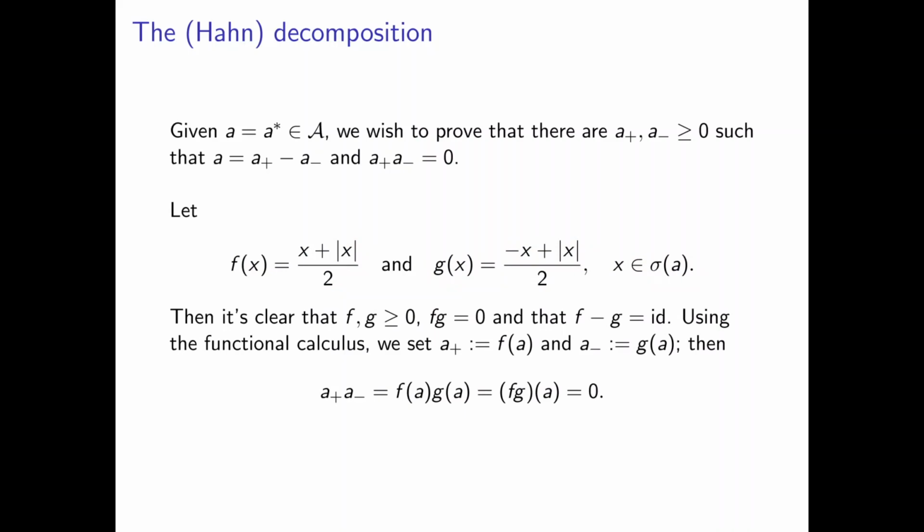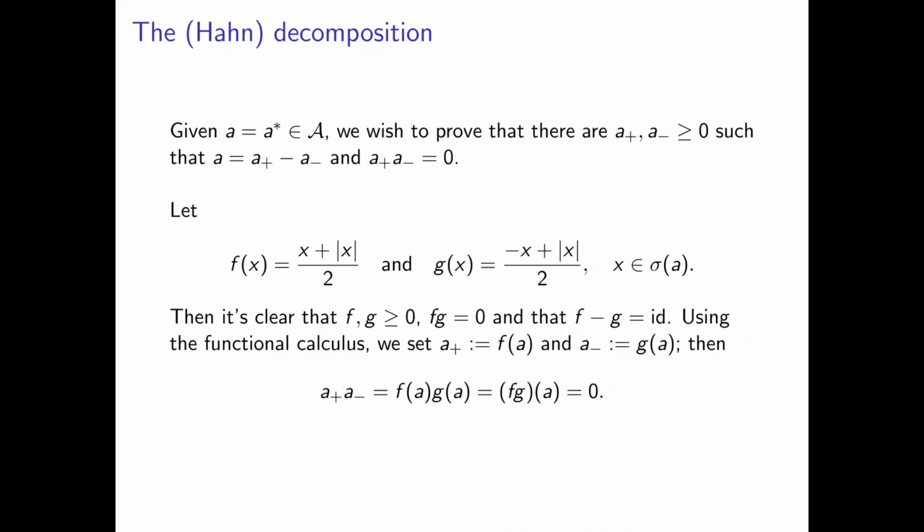So we note a few things. First off, f and g both are of course positive valued functions due to this term here and this term here. And f times g is a pretty easy exercise, and I leave it to you to verify that f times g is the 0 function. And finally, we note that f minus g is just the identity function.